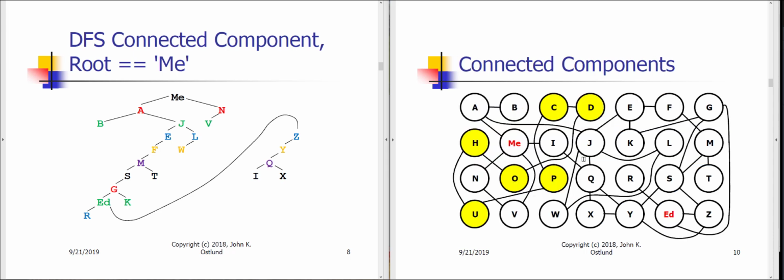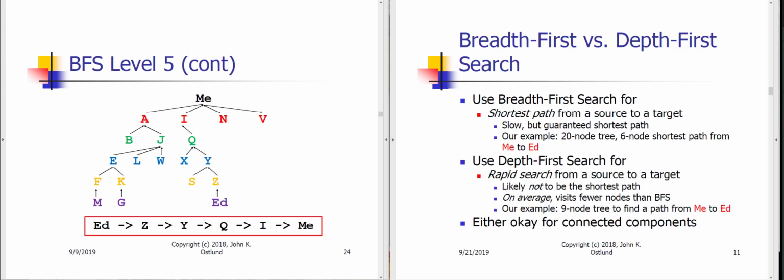And here in slide 10 is the same diagram that we saw of the connected components that we found using breadth-first search last week. So, given a graph, when might you use breadth-first search? When might you use depth-first search?